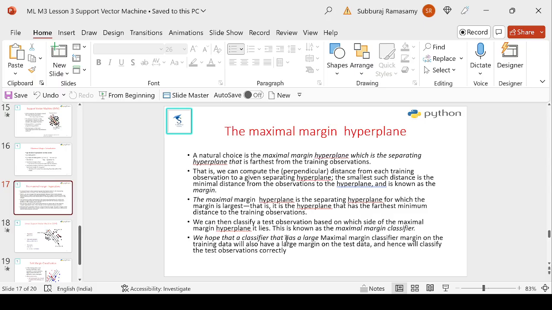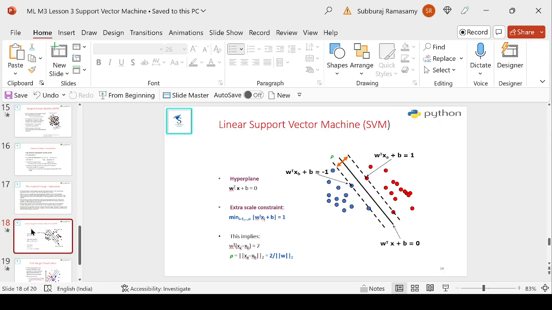We hope that the maximum margin classifier on the training data will also have a large margin on the test data, isn't it? It should not apply only to the training data, but also to the test data. So we want good accuracy for both the training phase and the testing data.